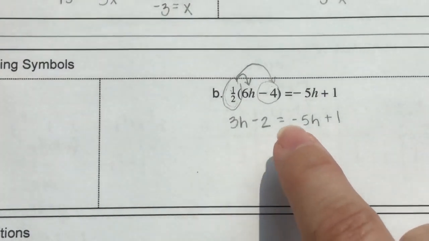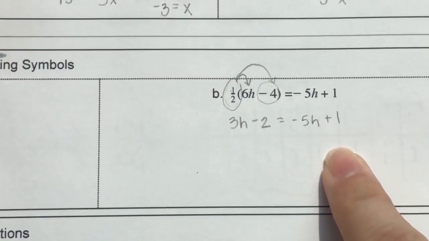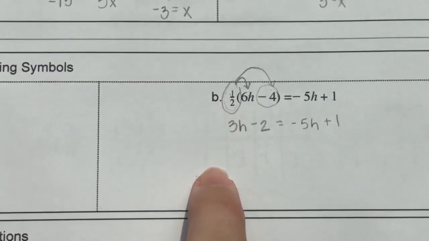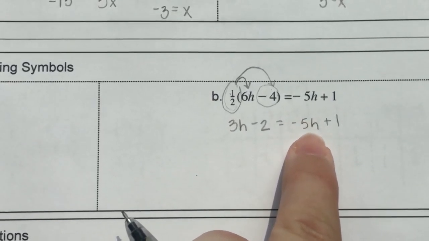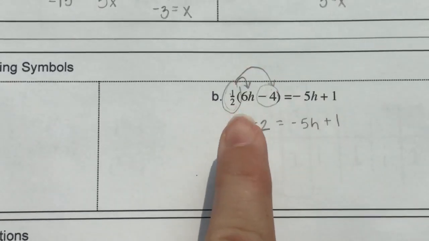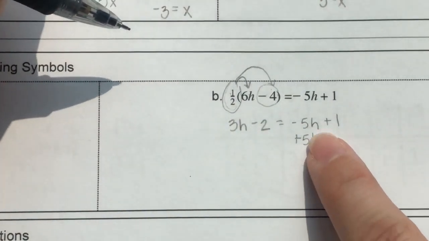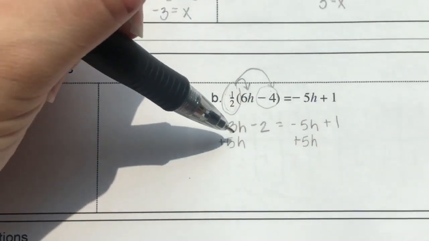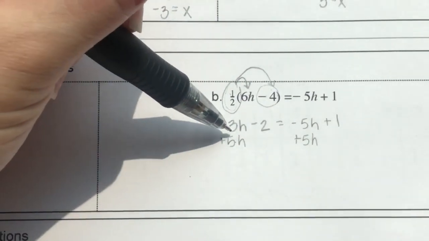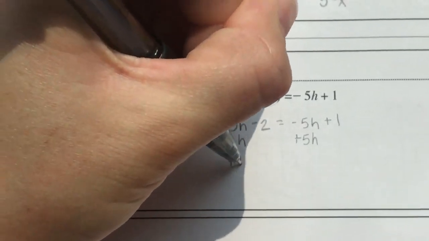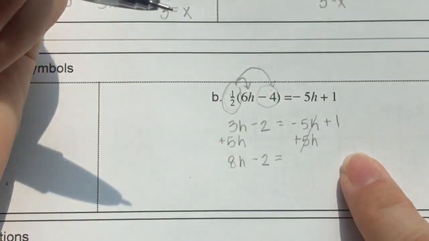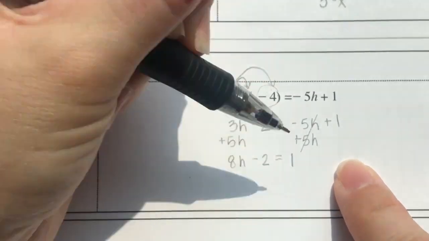And now the left side is simplified along with the right, so now I can focus on getting my variables on the same side. So I can either subtract 3h here, or I can add 5h here. So I think I'm going to add the 5h so that I can work with positive numbers. So I'm going to add 5h to both sides to cancel it out on the right, and then whatever I do to the right side of the equal sign, I have to do to the left. So again, keep it lined up with the same like terms. 3h plus 5h is 8h minus 2 equals negative 5h plus 5h cancel out, and then you bring down the plus 1, so equals 1.